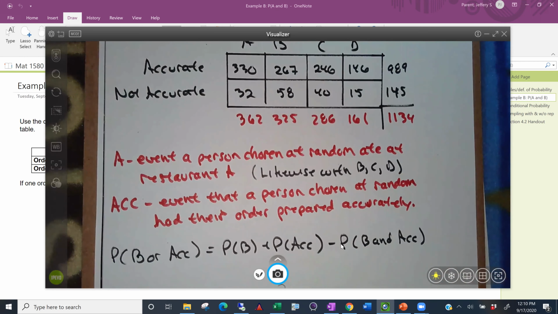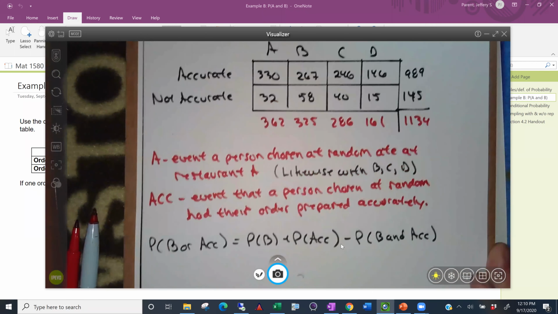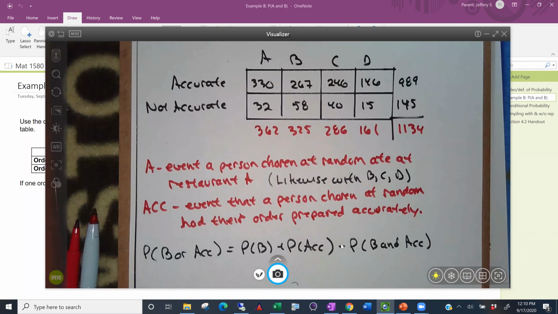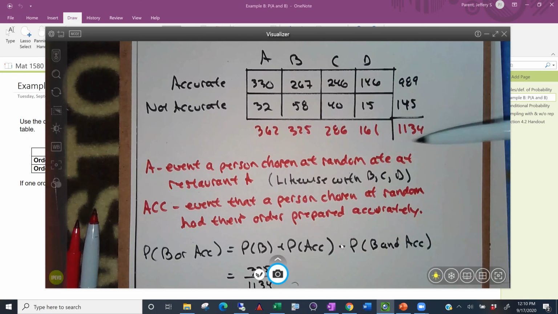Starting with the first one, probability of B. So what's the probability that your order was filled accurately? Or excuse me, not filled accurately. What's the probability that you ate at restaurant B? We'll do accurately in a second. Is it 325 over 1,134? Yep. 325 over the total, which was 1134.